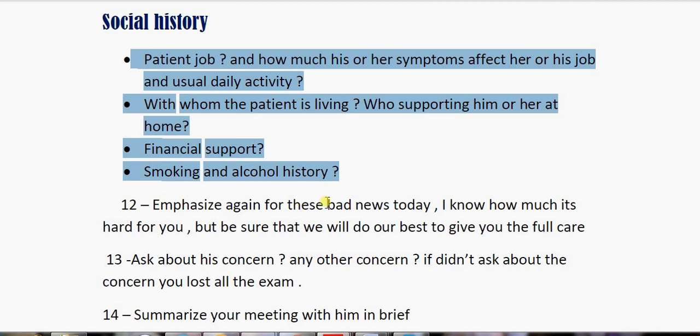Empathize again for this bad news. I'm really sorry for this bad news. Again, I know it is hard for you, how hard it is for you, but be sure that we are here to help you and to give you the proper care as much as we can.